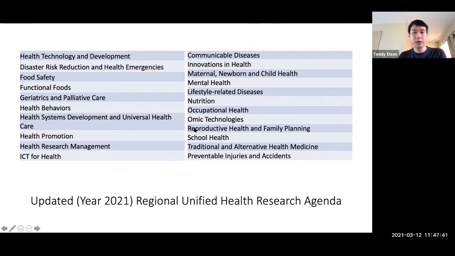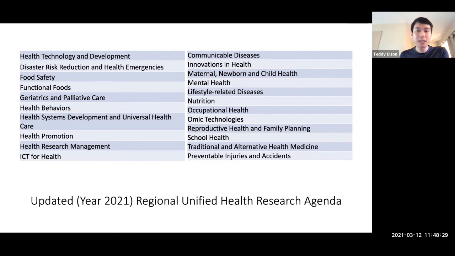So we have under feasibility category, nutrition, occupational health, omic technologies, reproductive health and family planning, school health, traditional health and alternative health medicine, preventable injuries and accidents. So, do you think kaya po ba ng region with your current capacity to conduct research related to that? Mukhang bumibilis ang pag-cast ng vote. 8. Okay. Let's wait a little bit longer ng konti.